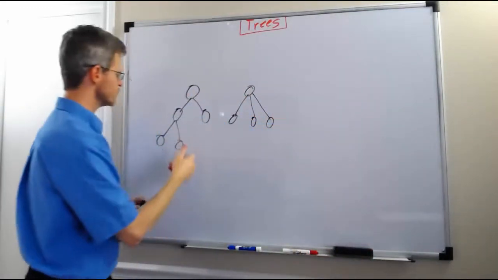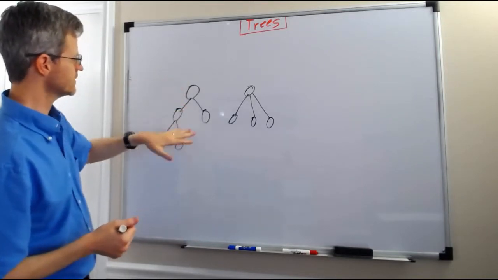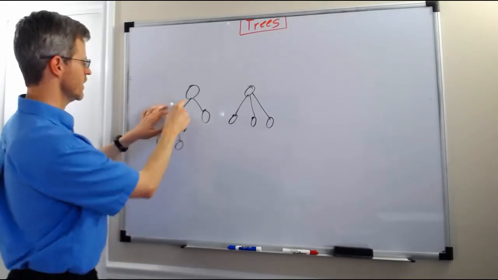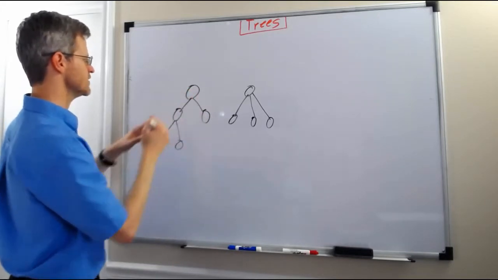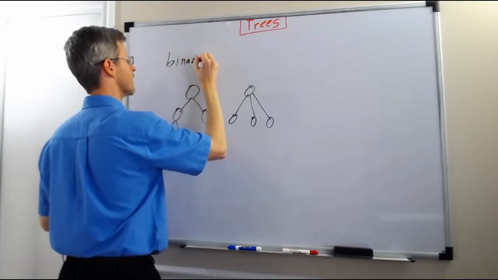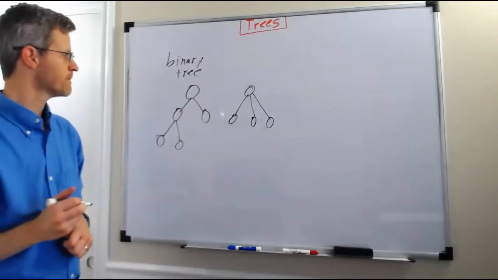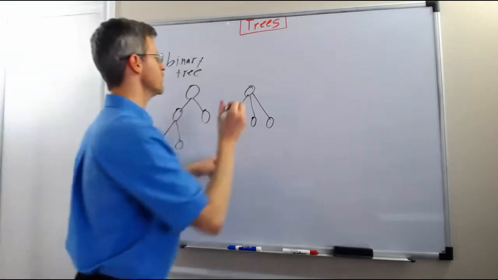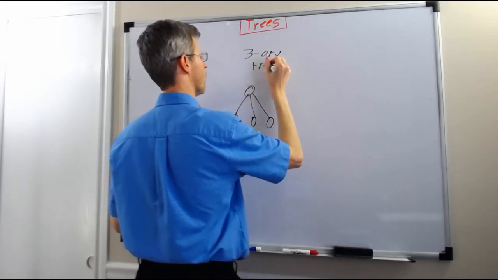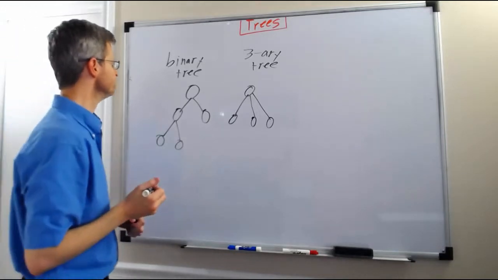Now, this tree here, where each of the nodes has at most two children, we call this a child, and this a child, this a child, and this a child. This node, we call the parent of these two nodes. A tree where no node has more than two children is called a binary tree. And a tree where no node has more than three children is called a three-ary tree, or a ternary tree, is the big name for it.